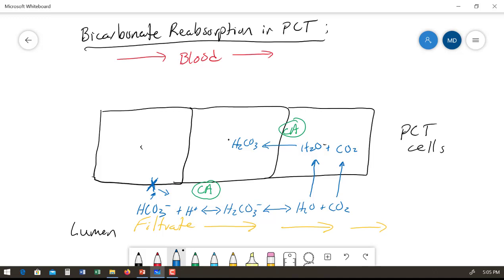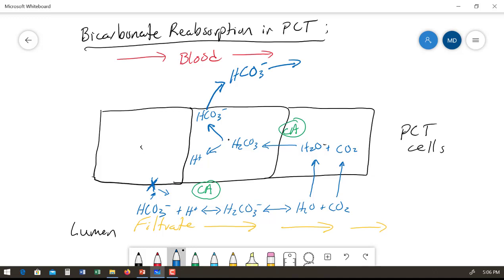Now, ignore the fact that I moved across the cell membrane. That means nothing here. All right, once this is converted back into carbonic acid, it can then split into bicarbonate and hydrogen ions. Now that the bicarbonate is inside of the cell, as it begins to build up inside the cell, it is able to be transported out and into the blood, and that's what we wanted. So now we've recovered our bicarbonate and it can continue out with the blood.